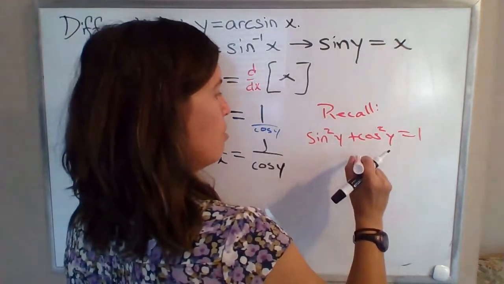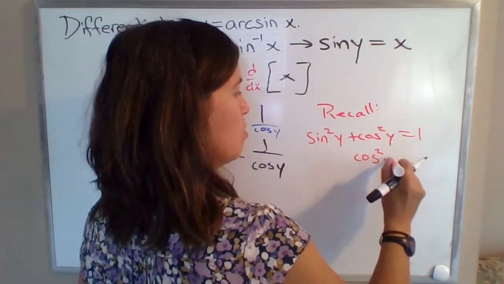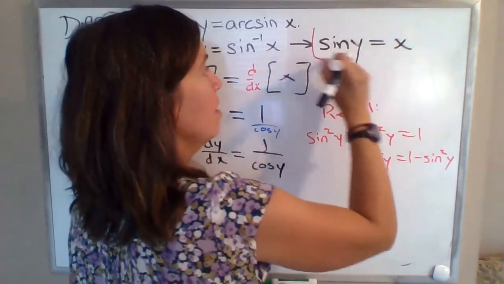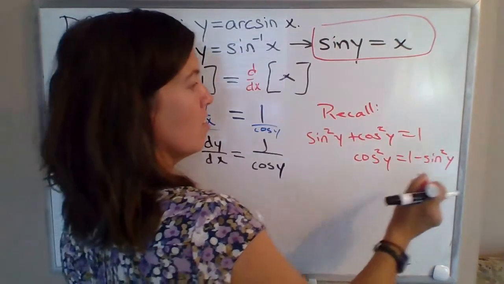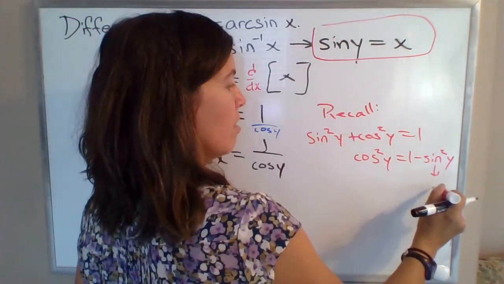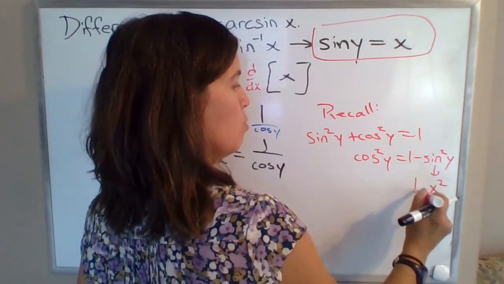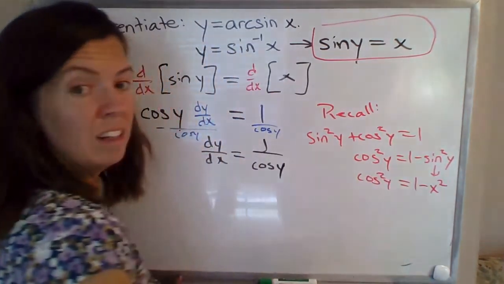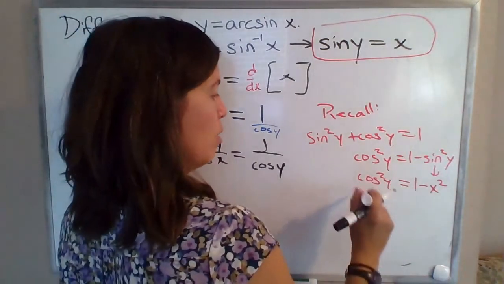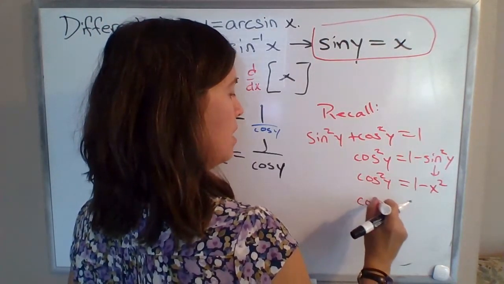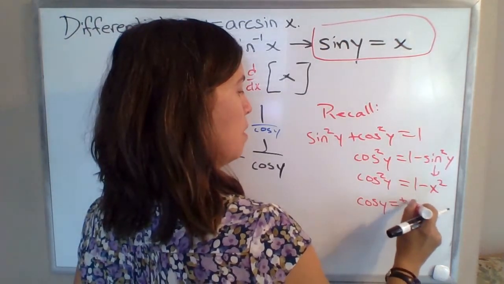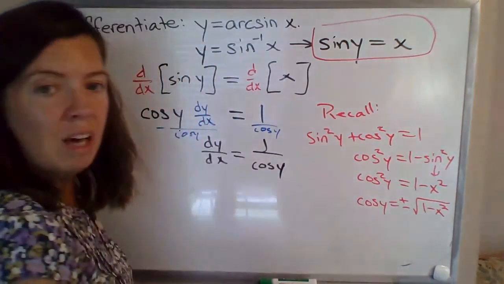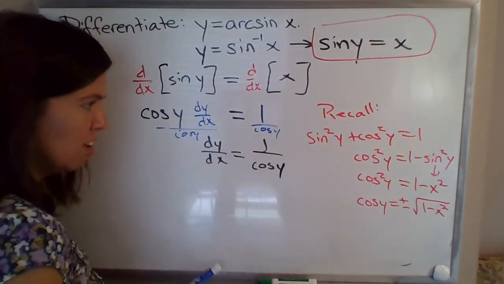So if we solve for cosine of y, cosine squared of y equals 1 minus sine squared of y, and sine of y is equal to x. So sine of y here is equal to x. This is x squared then. So this is 1 minus x squared equals cosine squared of y. And so if we take the square root of both sides, cosine y is equal to plus or minus the square root of 1 minus x squared. Remember that when you solve an equation by taking a square root, we should include the plus or minus.